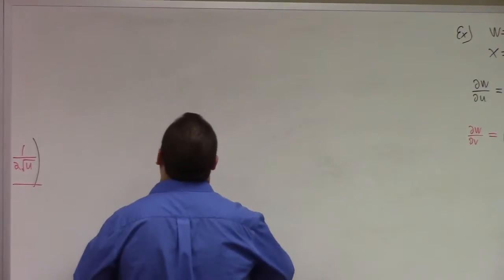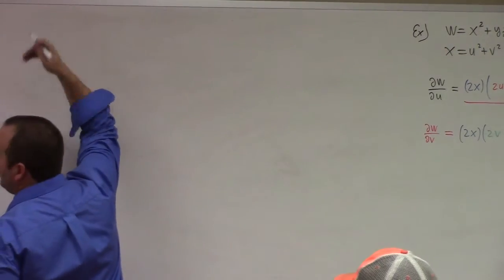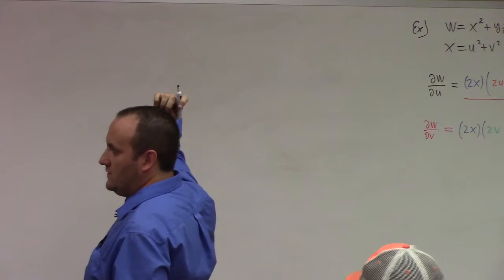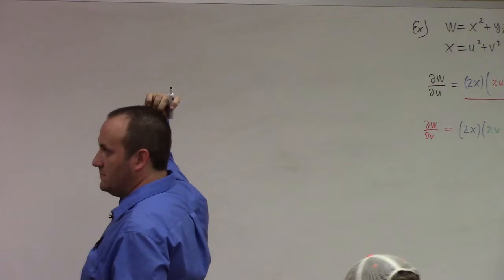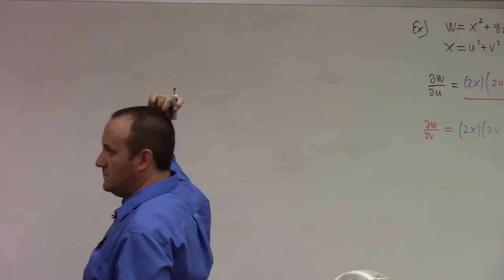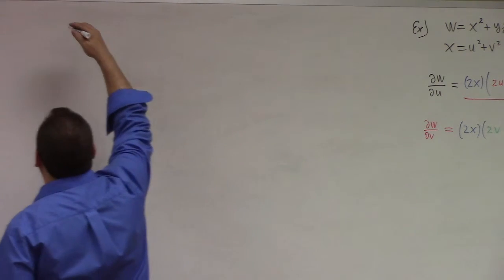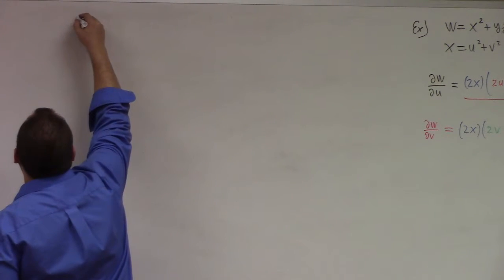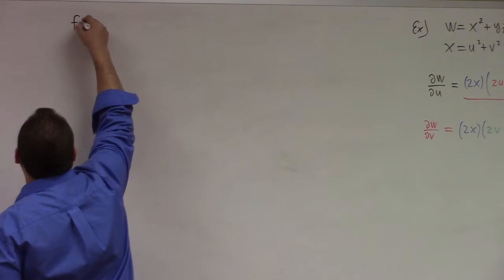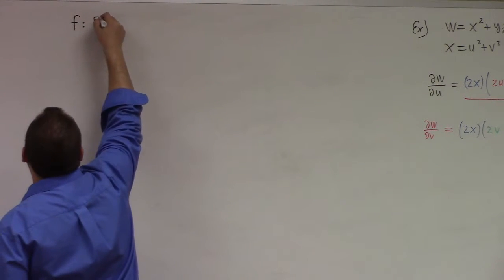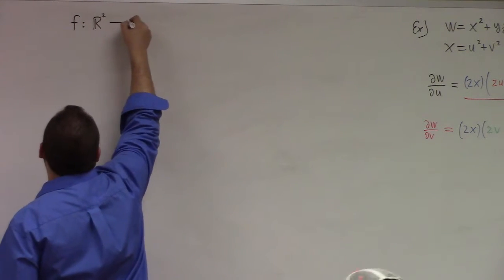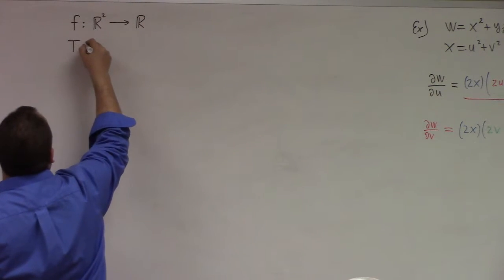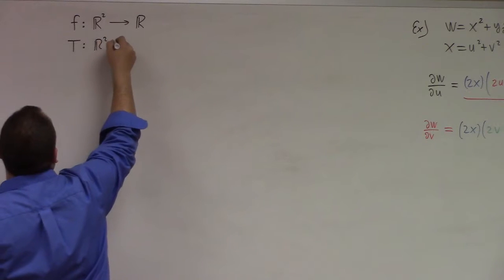All right, another example. I think it might be worth just a second to explain where these chain rules are coming from a little bit. So let me look at this. Suppose we have a function from R2 to R. All right, and then I've got another function, let's say t, which is going from R2 to R2.